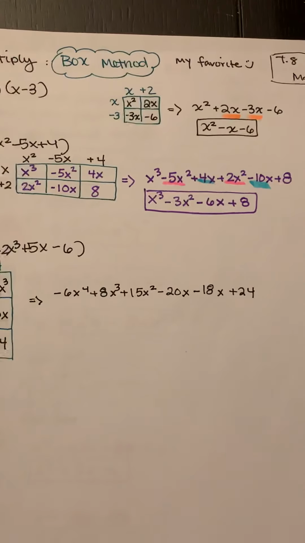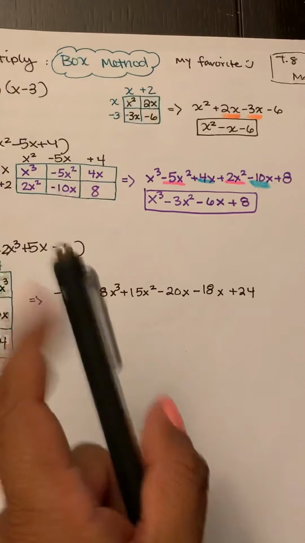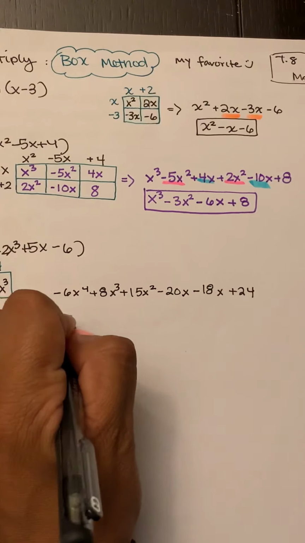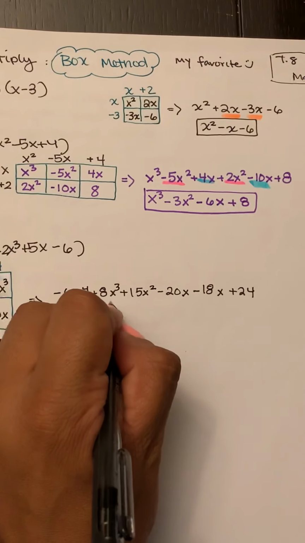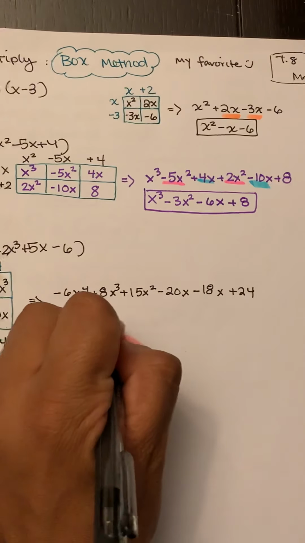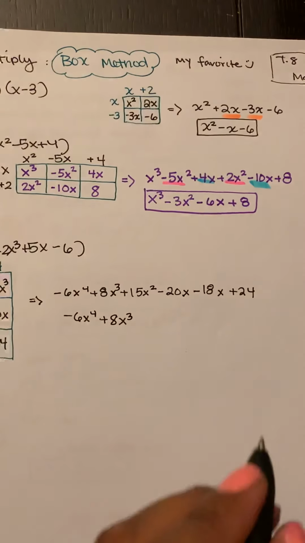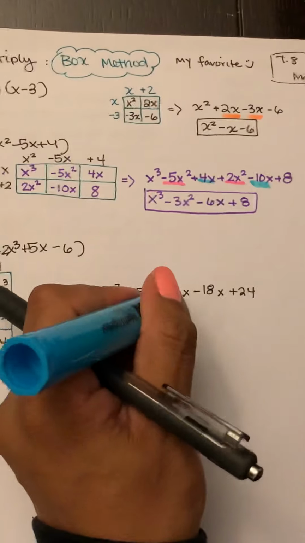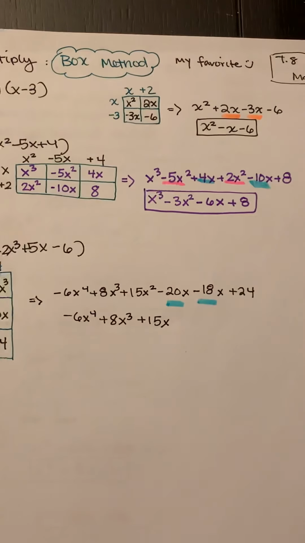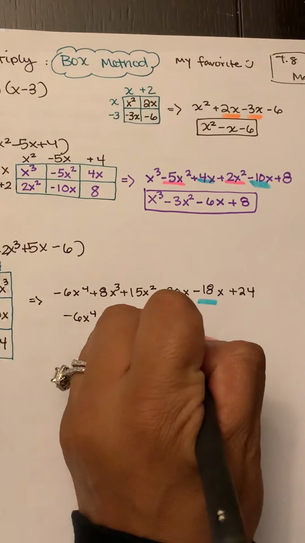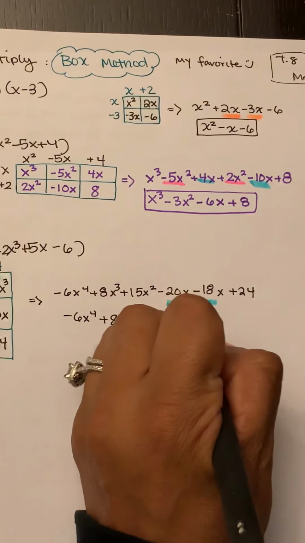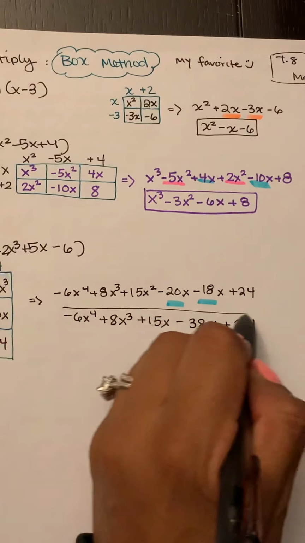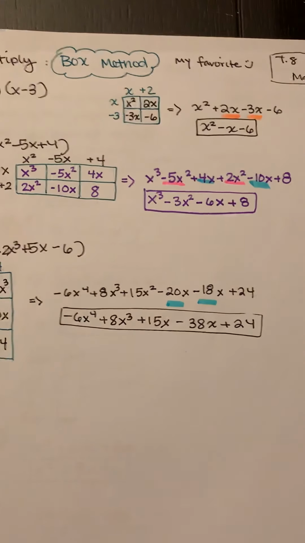All right, I'm going to go ahead and color coordinate some things. We have a negative 6x to the 4th, a positive 8x cubed, positive 15x. It looks like we can combine these two. They're both negative, so go ahead and add, and we have a negative 38x plus 24. Ooh, that was long. There's your final answer.